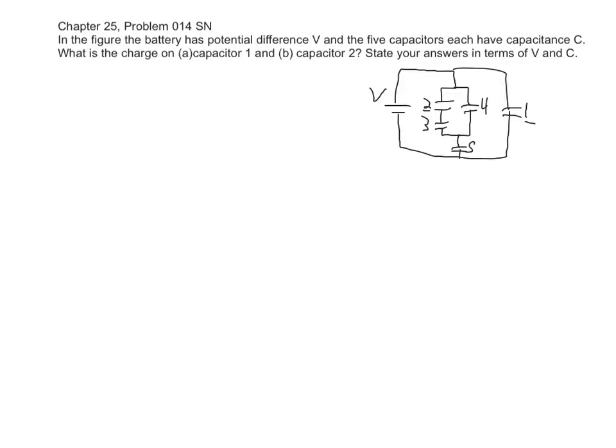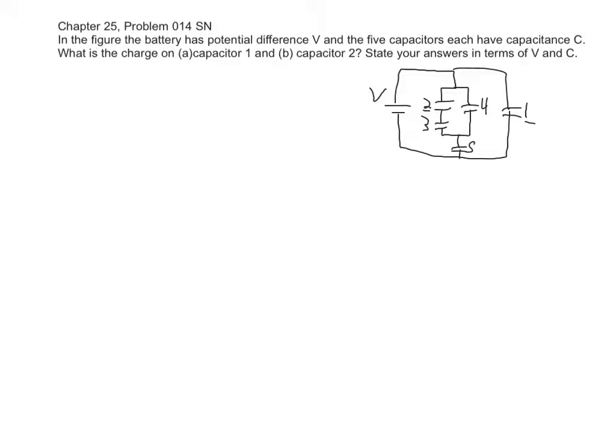And what we can see is numbers 2 and 3 are in series, and those together are in parallel with number 4. That group, C234, is then in series with 5, and then that group of all 2 through 5 is then in parallel with capacitor number 1.